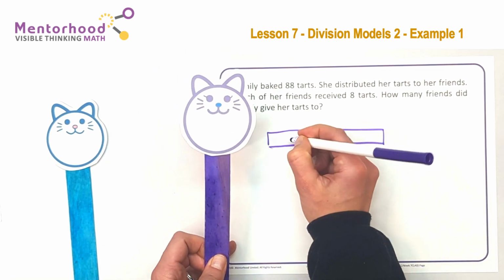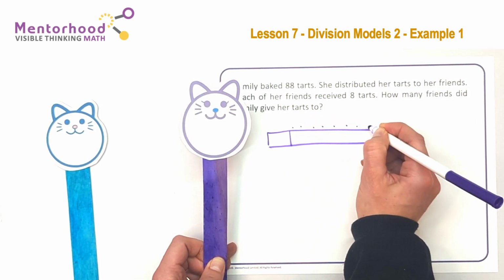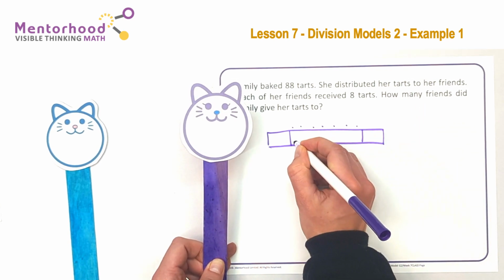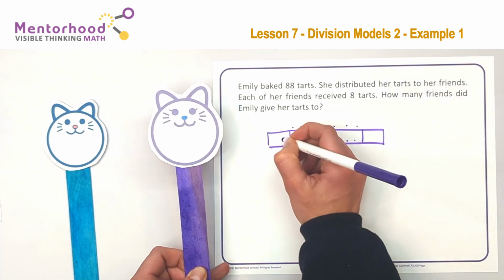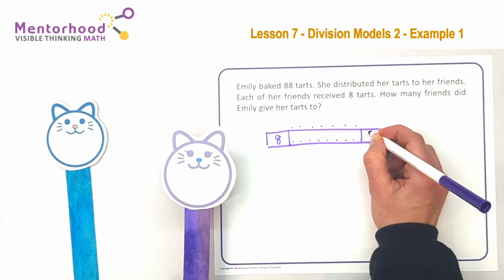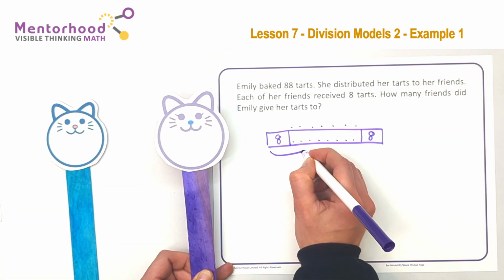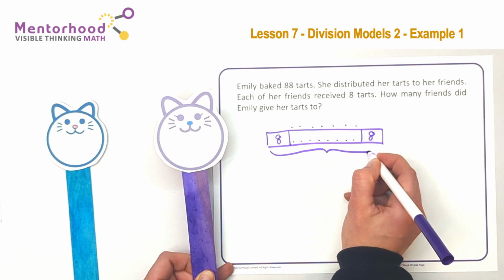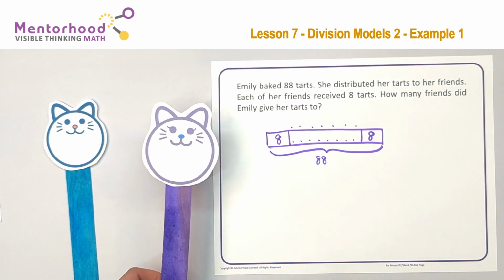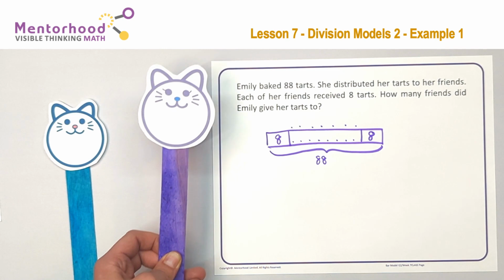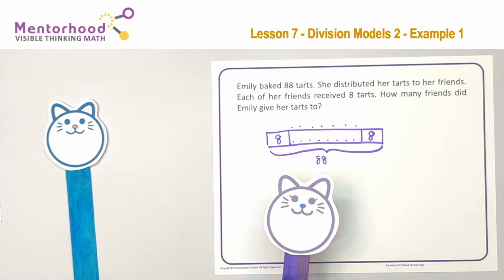Okay, so I am going to make our first box here. I'm going to put dot, dot, dot all along here so that we know that we don't actually know how many boxes this is. But we do know that each box gets 8. And we know that our total is 88 tarts.